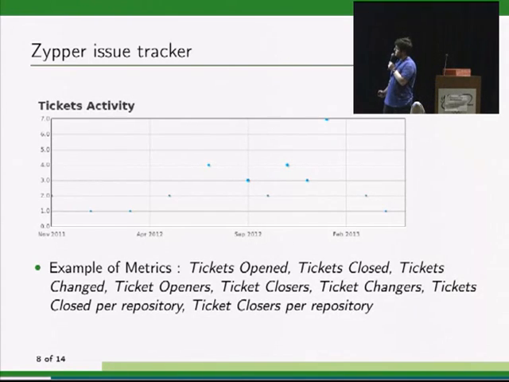We started from November 2011, and we stop at May 2013. These are the number of the tickets. So we see that the highest number of tickets opened is 7, and it's between September 2012 and February 2013. Likewise, we have tickets opened, tickets closed, ticket openers, ticket closers, and ticket closures per repository, because we can make this kind of analysis for more than one repository.